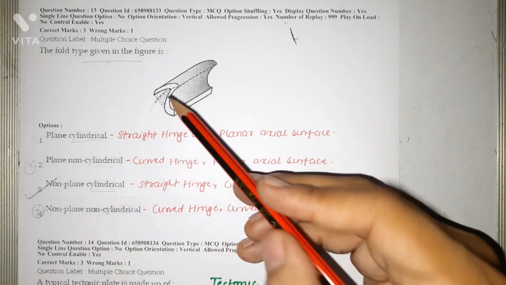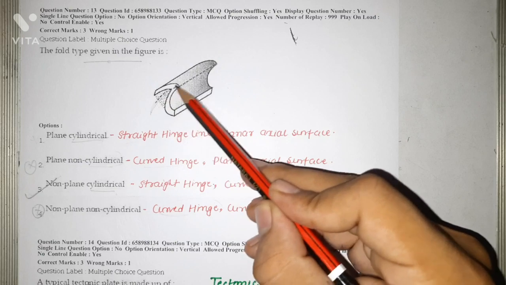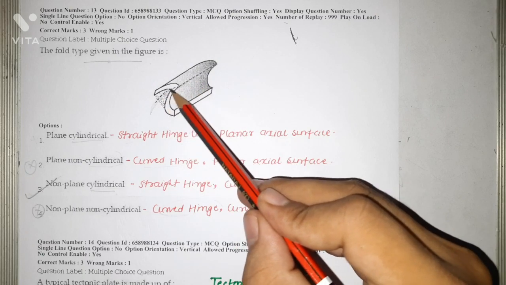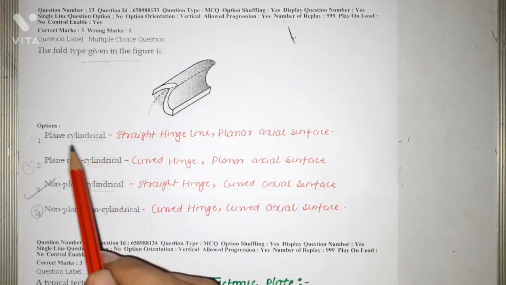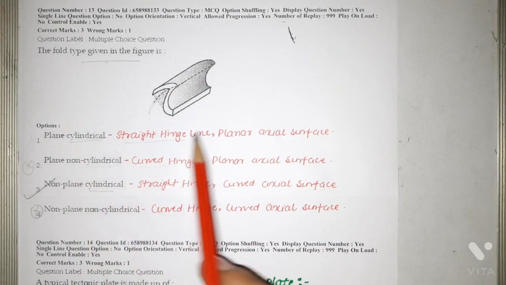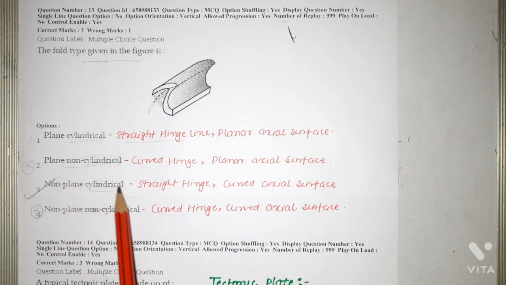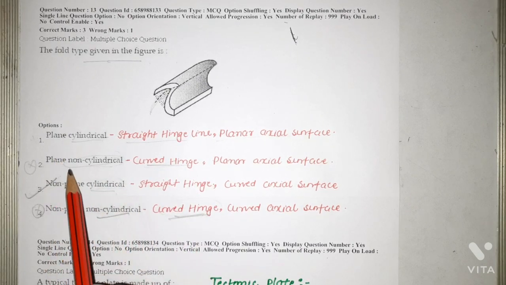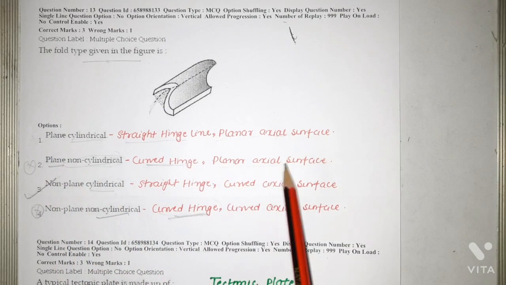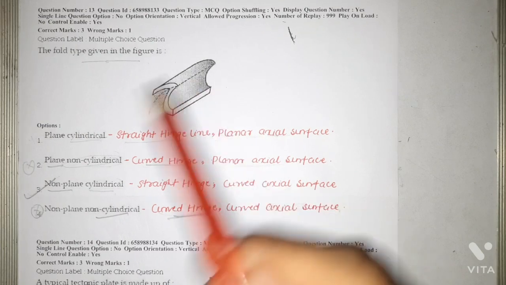Now if this axial surface were planar, not curved, then this fold would be considered plane cylindrical, because in plane cylindrical folds there is a straight hinge line and a planar axial surface. In the case of non-cylindrical you will get a curved hinge line, and in the case of plane you will get a planar axial surface. In the case of non-plane you will get a curved axial surface. So as far as this fold is concerned, the correct answer is non-plane cylindrical.